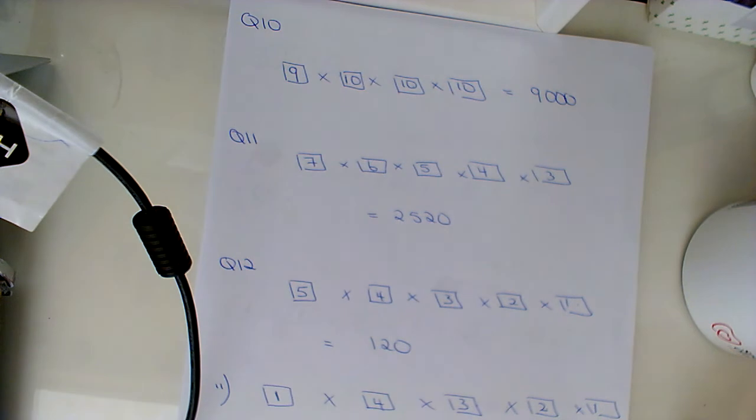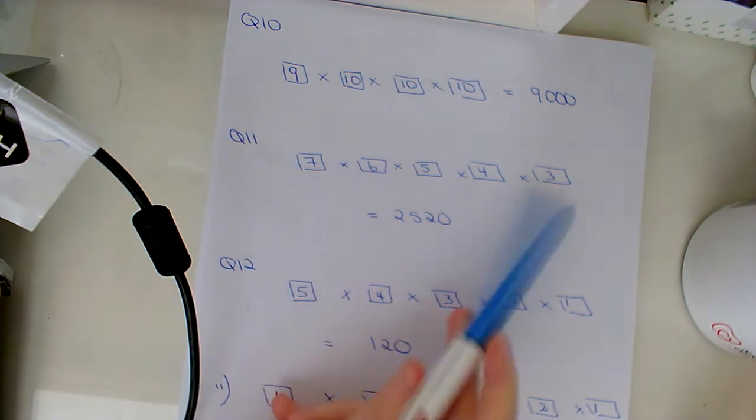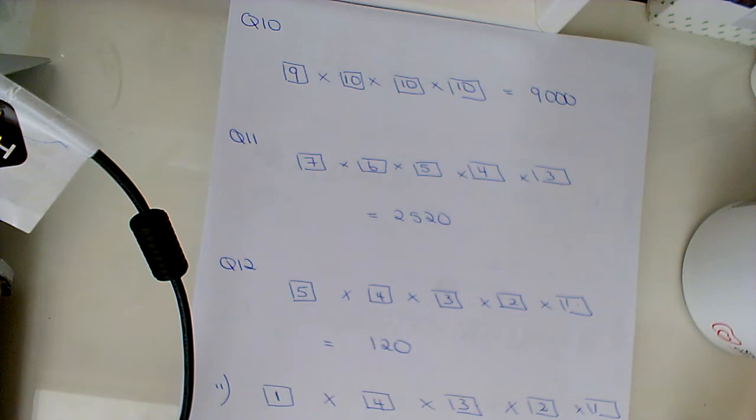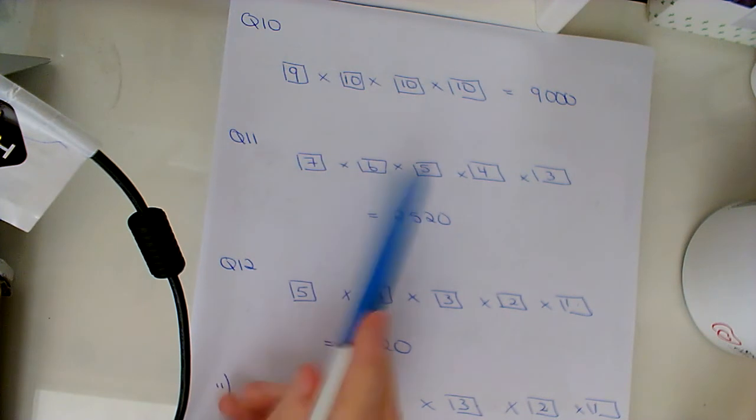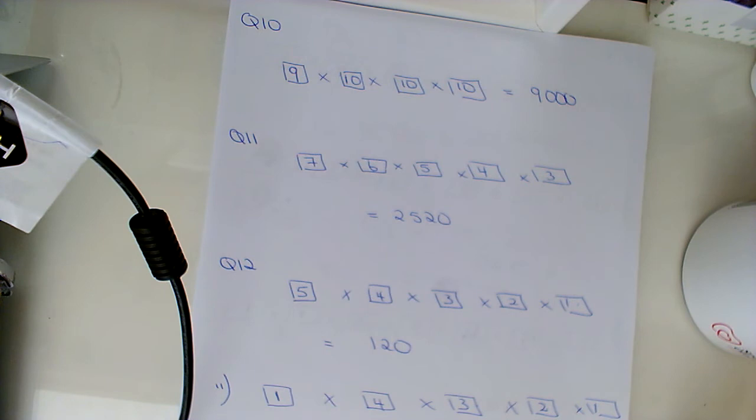Question 11, it says a church has 7 different bells in its bell tower. Before each church service 5 different bells are rung in sequence. How many possible sequences are there? So I have 5 different ones that are rung, so I drew out 5 boxes, 1, 2, 3, 4, 5. They have 7 different bells, so it's 7 by 6 by 5 by 4 by 3, which is 2,520.